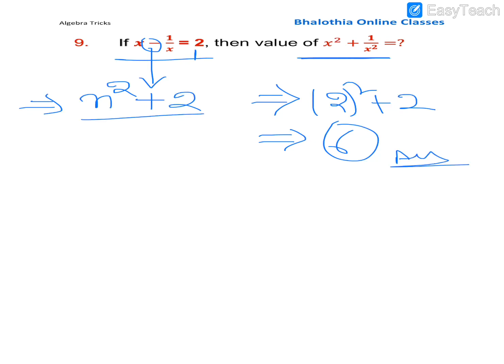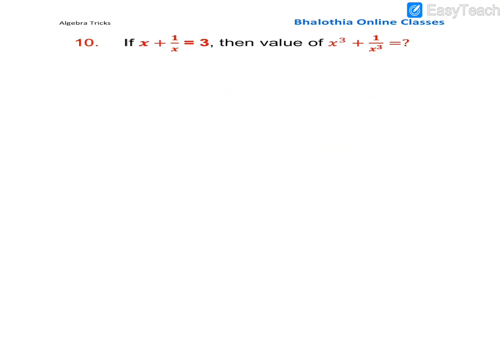Okay guys, so it was very easy. If you remember these kinds of tricks, then it will become very easy, else it will become very tough to do the squares and all. So here the next question: x plus 1 upon x is given equal to 3, then you have to find the value of x cube plus 1 upon x cube.